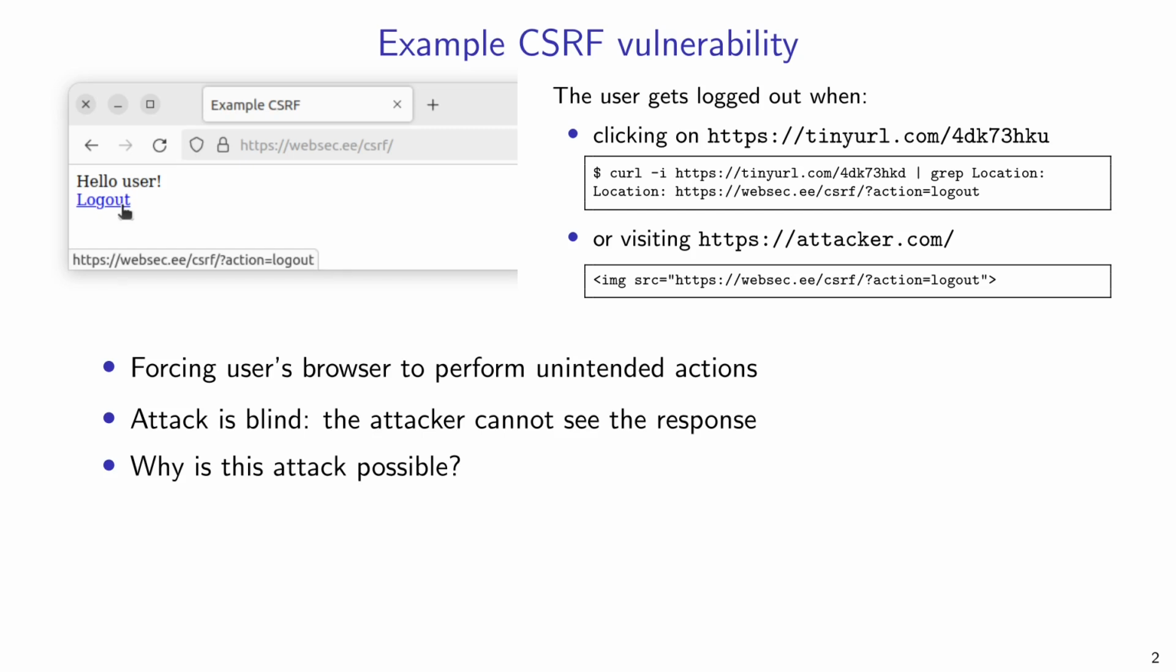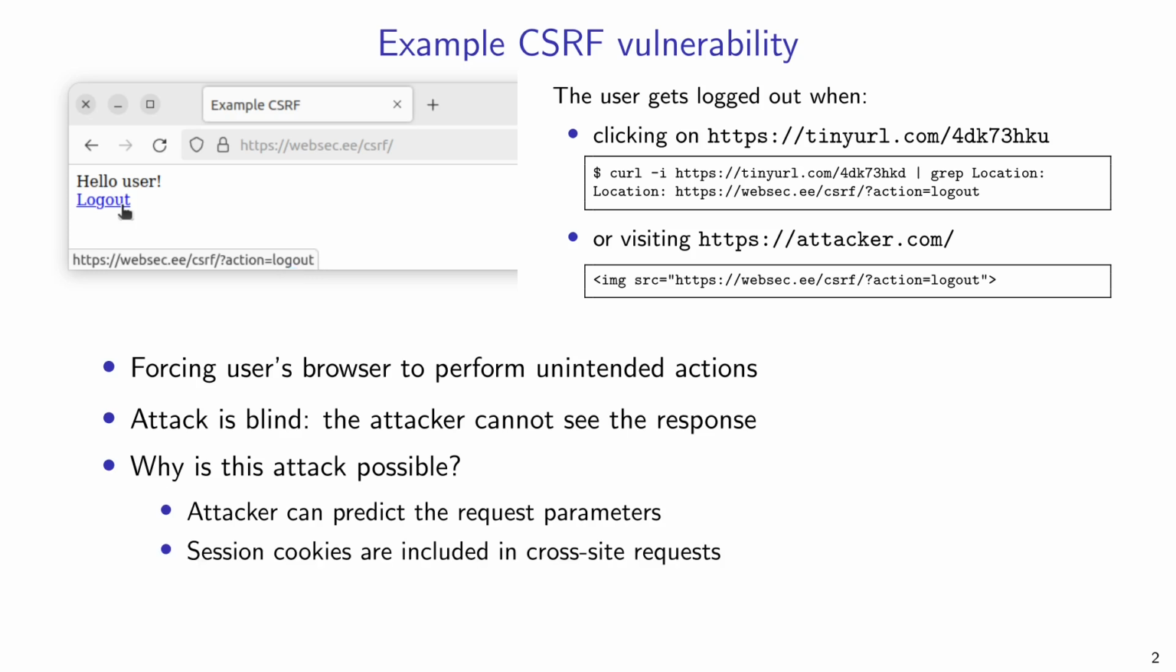Now, the first reason why this attack is possible is because an attacker can predict the request parameters. For instance, if this request here contained some secret value unique to the user, the attacker would not have been able to perform this attack. Another important reason why this attack works is because session cookies are included in cross-site requests, meaning requests initiated from other websites. But this behavior is actually inherent in how the web works and how it has been designed.